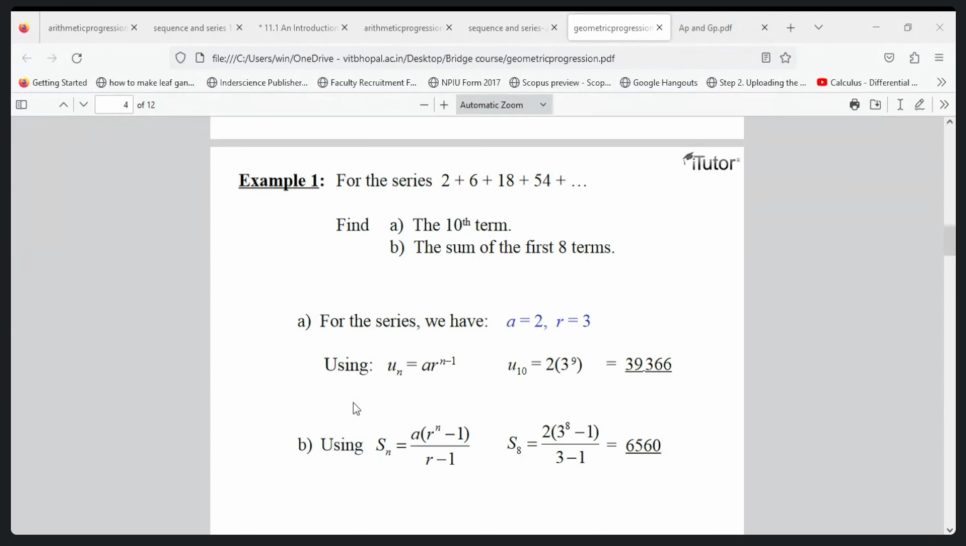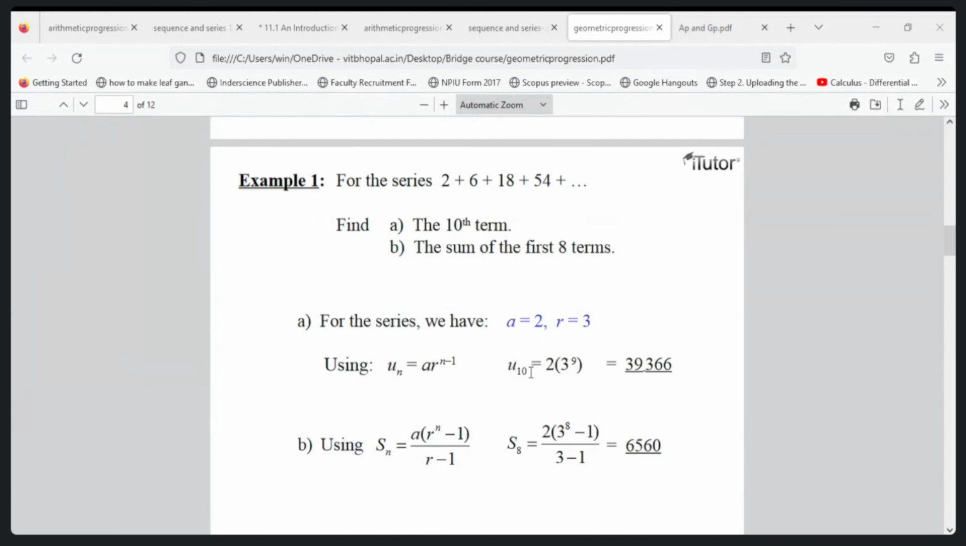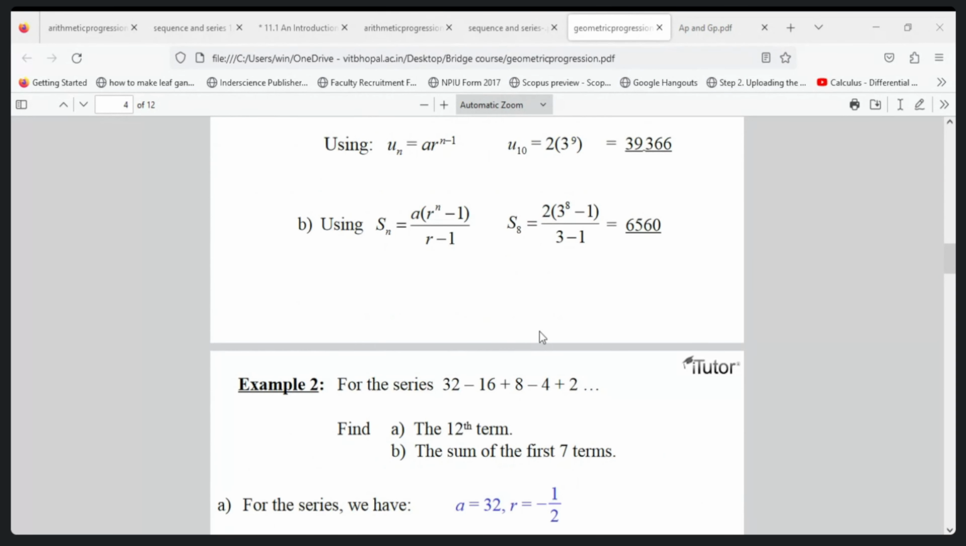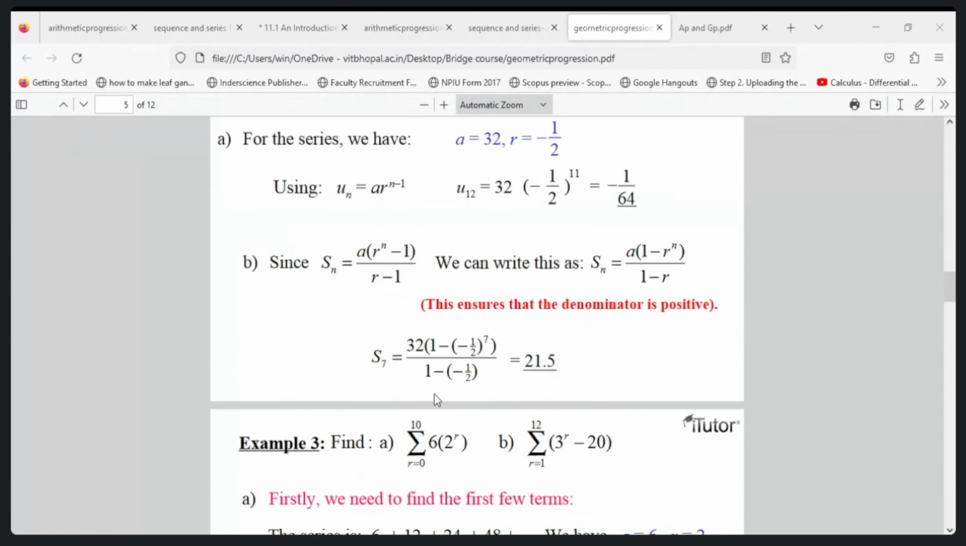Similarly, if we want to find the sum of the series, it is A (R to the power n minus 1) upon R minus 1, so you can find the answer. One important point here: if we want to find the sum of an infinite series, then we can find A upon 1 minus R. There is a different formula for that. So this is the formula for another point.